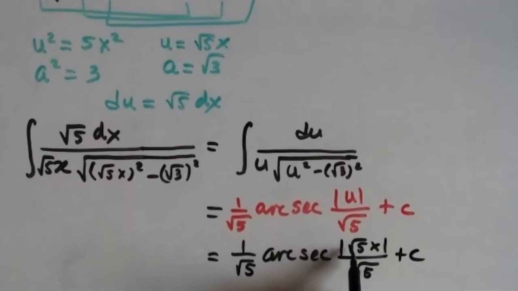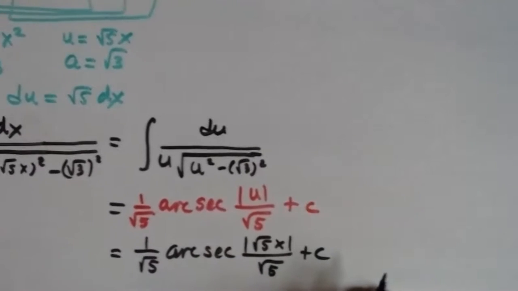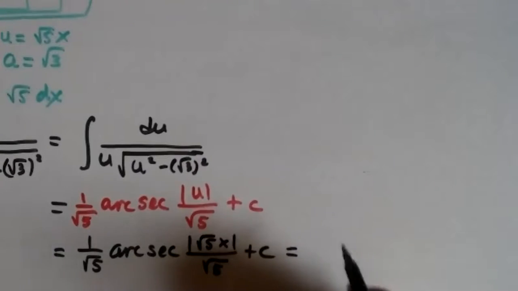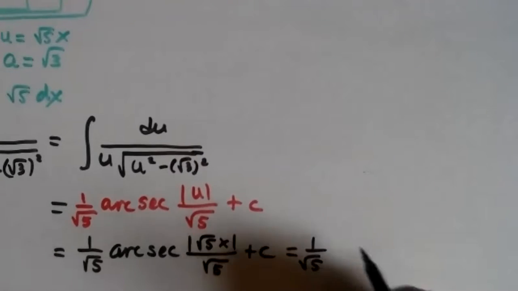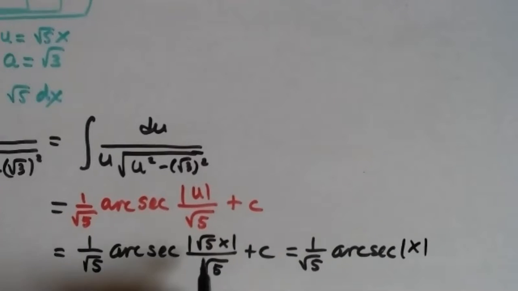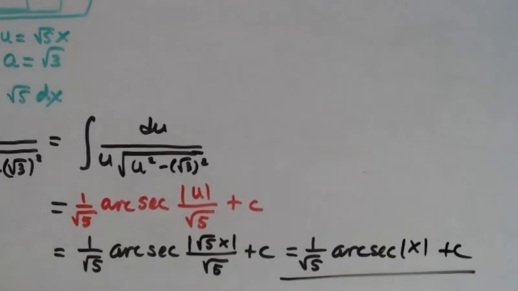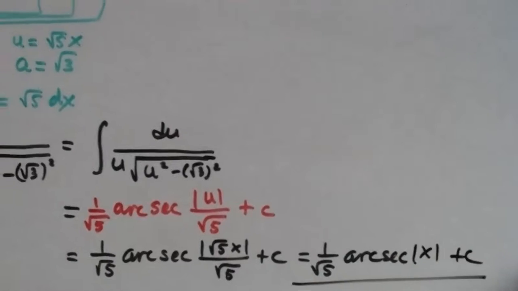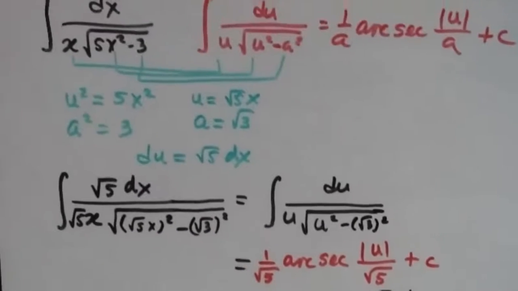Now, it's obvious that the absolute value of the square root of 5 is the square root of 5. So this is going to be simplified very simply. It's going to be 1 over the square root of 5 times the arc secant of x only, because these two are going to cancel, right? Plus c. So that's my answer, correct? So check again how the procedure is.